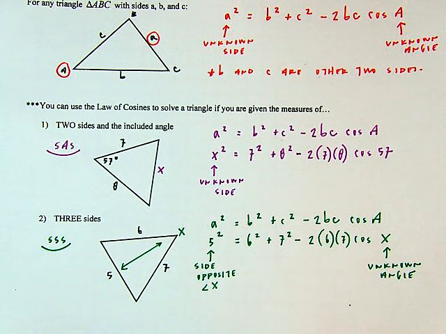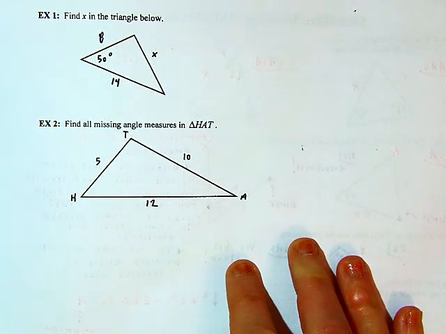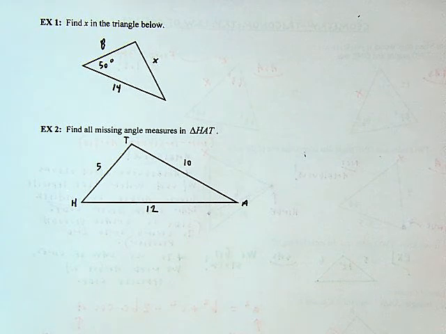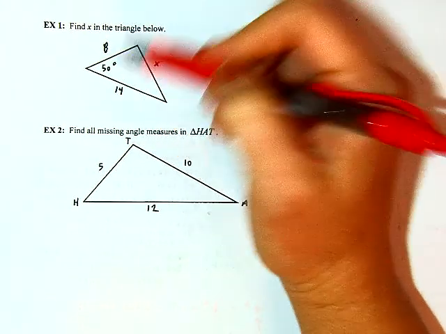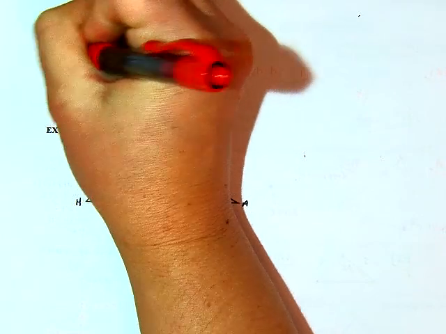All right, let's do two big examples on the flip side. So go ahead and flip your sheet over. And here we go. So in example 1, I want to solve for x in the triangle below. All right, so what do I have marked, right? I have side, angle, side. So we are given side, angle, side.